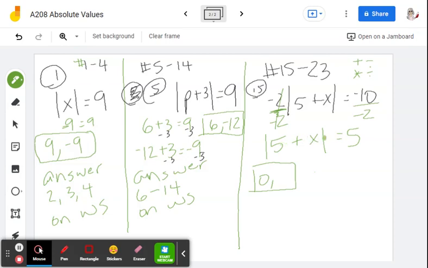And 5 plus what is a negative 5? The positive is easy. The negative is a little more difficult. We need a big negative number to have that. So it has to be negative 10, because we're going to subtract 5, and then we get negative 10. Negative 10 plus 5 is negative 5.